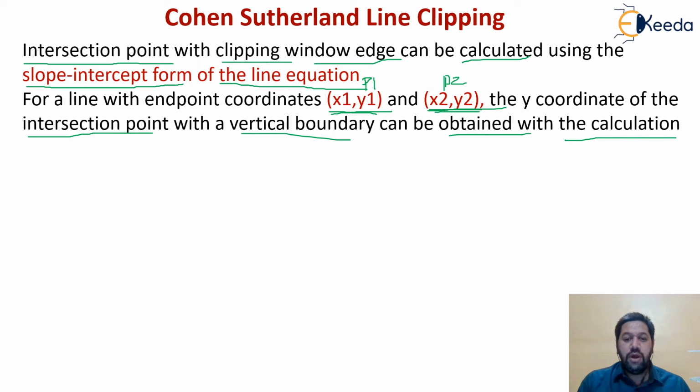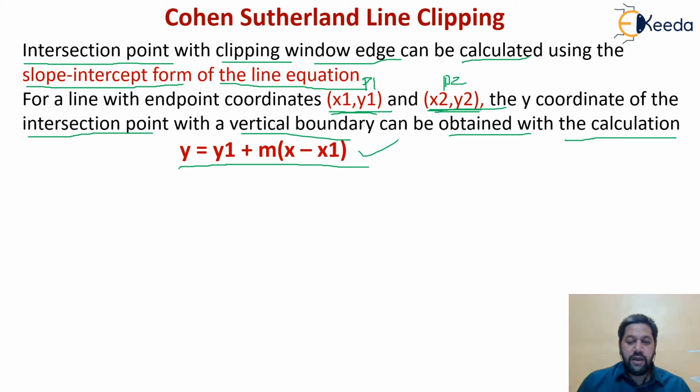So how can I find the y coordinate value? The formula I'm going to use is y = y1 + m(x - x1). My intersection point has the value x, y. How do we find the y value using the equation? The y value of the intersection point is y = y1 + m(x - x1).